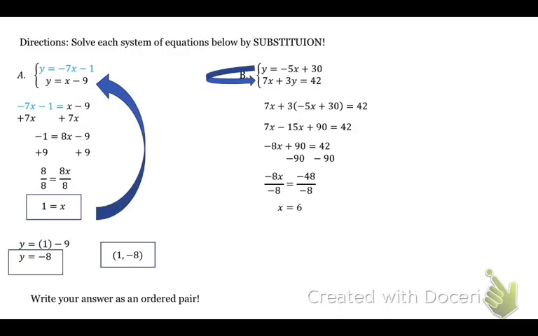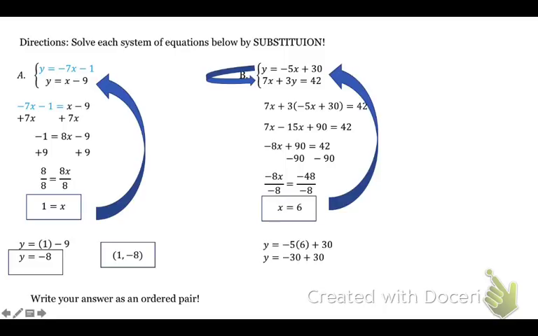Then we're going to take that 6, because we still have to solve for y. And we're going to plug it in up there. So I'm going to have y equals negative 5 times 6 plus 30, which is negative 30 plus 30. Negative 30 plus 30 more. Boom, gone, 0. So that's y equals 0. Write it as an ordered pair, 6, 0. Boom.